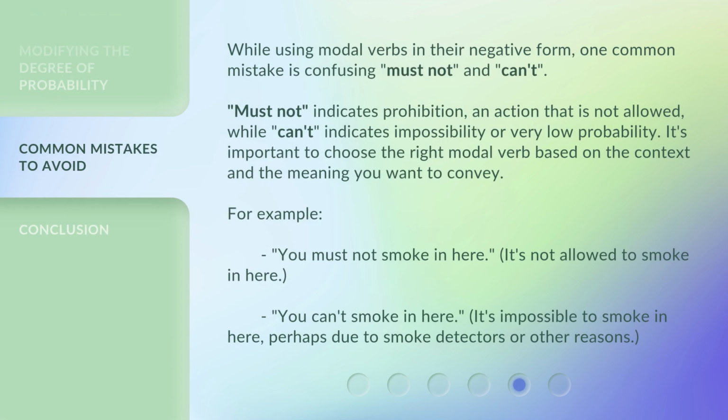While using modal verbs in their negative form, one common mistake is confusing must not and can't. Must not indicates prohibition, an action that is not allowed, while can't indicates impossibility or very low probability. It's important to choose the right modal verb based on the context and the meaning you want to convey.